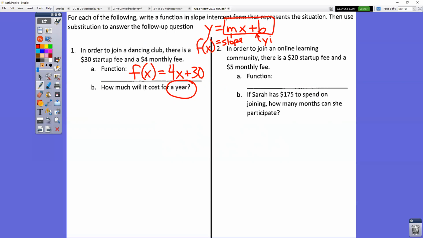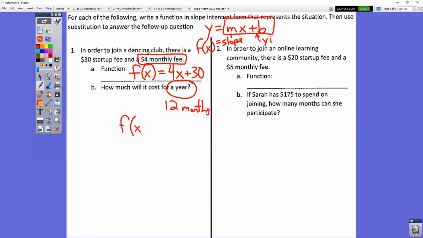Now, how much will it cost for a year? Be careful. You might get tricked. A year is one year, but we're not talking about years in the problem. We're talking about months in the problem, right? In the problem, it says that there's a $4 monthly fee. So there are 12 months in a year. So we are not going to sub in 1 for 1 year. We need to sub in 12 for 12 months.